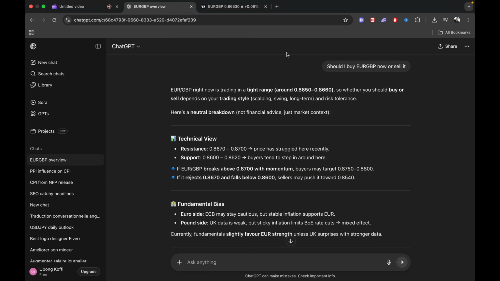ChatGPT, where is the nearest demand zone? ChatGPT, where is the nearest supply zone? ChatGPT, where is the nearest resistance? Where is the nearest support? Should I buy now? Should I not buy? What is your bias? What is the fundamental bias for Euro JPY? What's the fundamental bias for USD JPY?